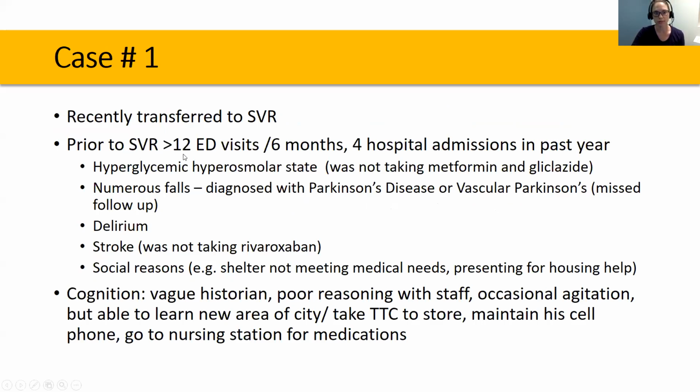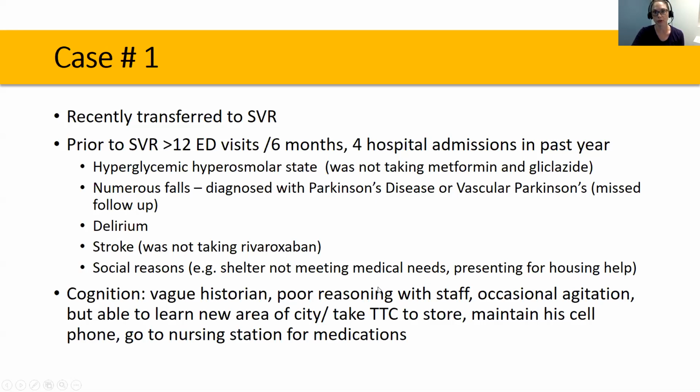And prior to his admission there, there had been over 12 ED visits over 6 months, and 4 hospital admissions in the last year. Reasons included hyperglycemic hyperosmolar state, not taking gliclazide and metformin, numerous falls, and during one of the stays he was diagnosed with Parkinson's disease, or vascular Parkinson's, and missed follow-up with neurology, delirium, a stroke, not taking rivaroxaban previously prescribed for his atrial fibrillation, and social reasons.